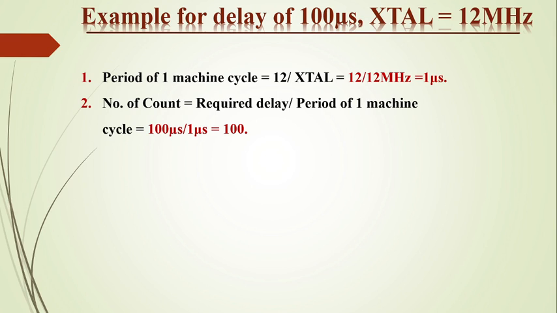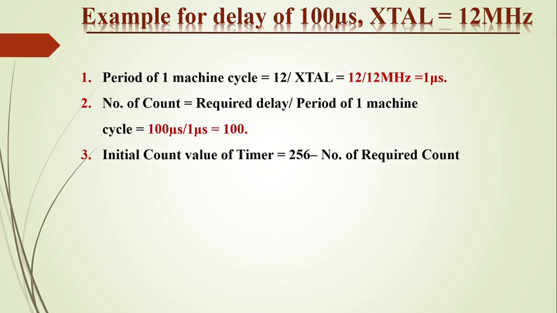Now to find the initial count, we have to subtract this count 100 from the maximum count. So we get 256 minus 100 equal to 156, that is 9CH in hex. So this is the 8-bit value that we have to load into the THX register.